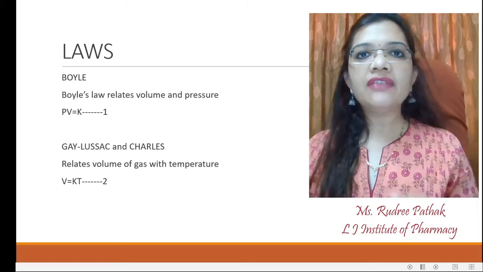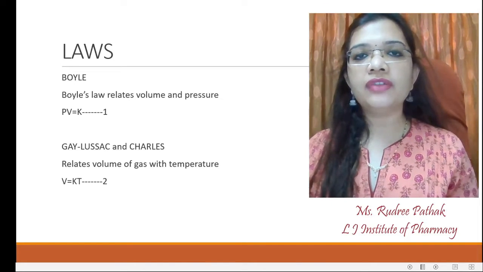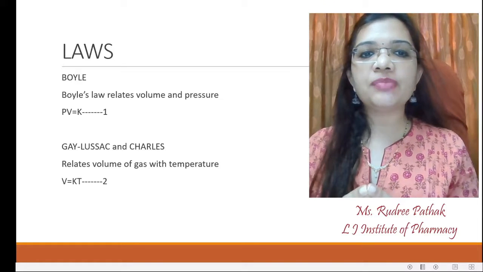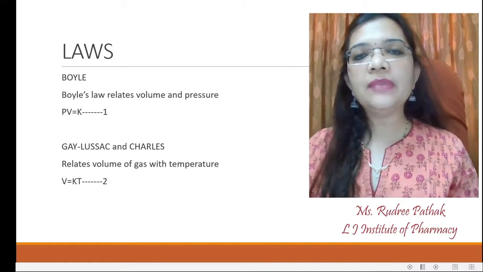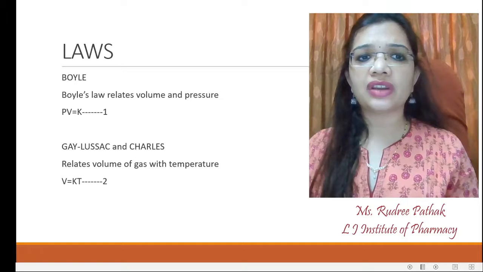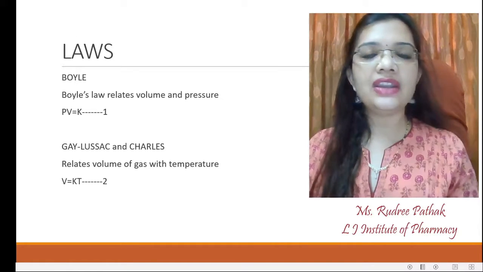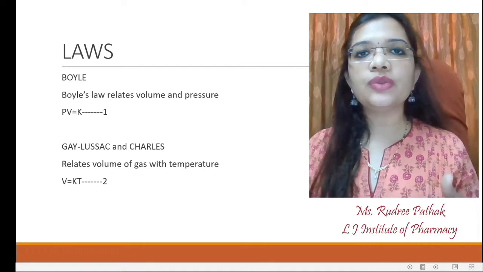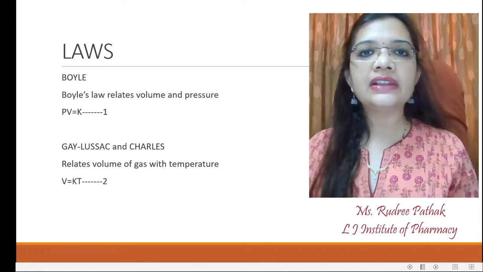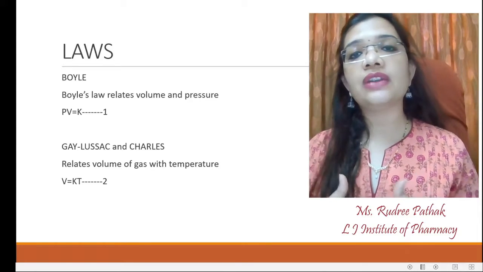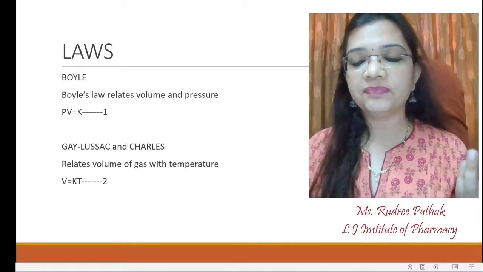Second, we have combined the postulates of Gay-Lussac and Charles, which give us a relationship between the volume occupied by a gas and its temperature. That theory gives us our second equation, which is volume occupied by gas is equal to a constant multiplied by the temperature at which the measurement was done.